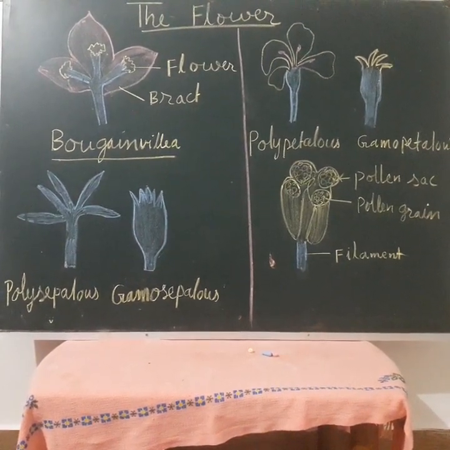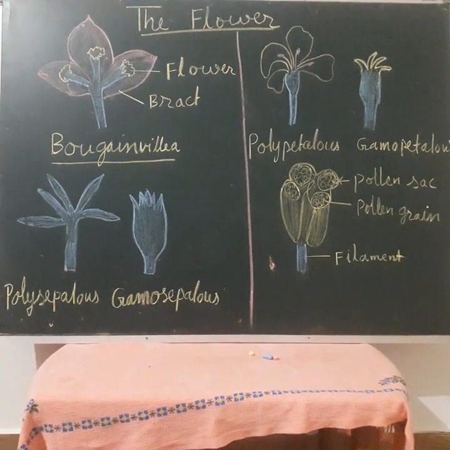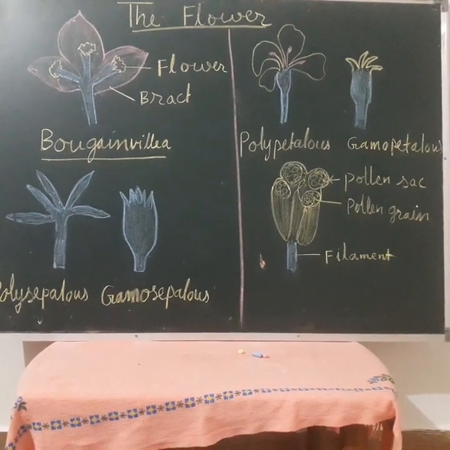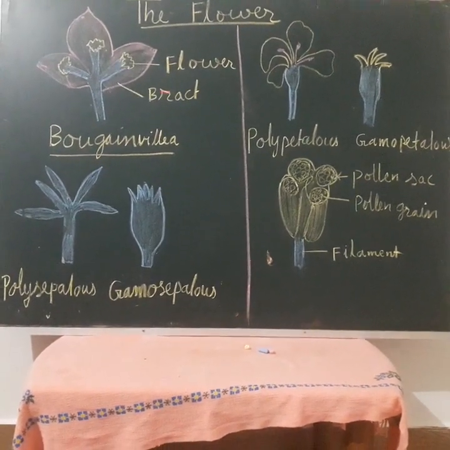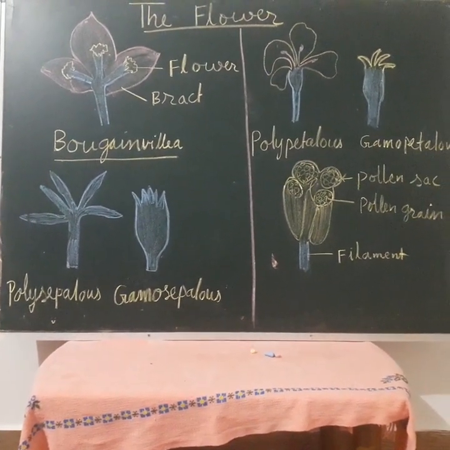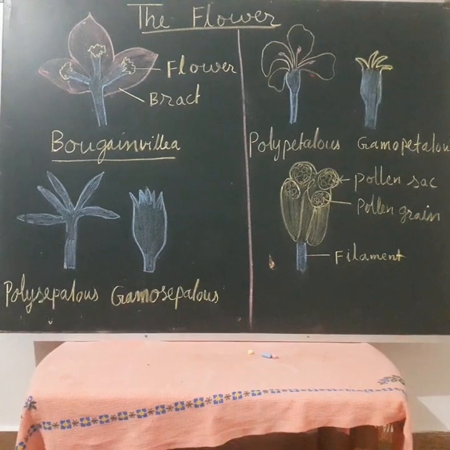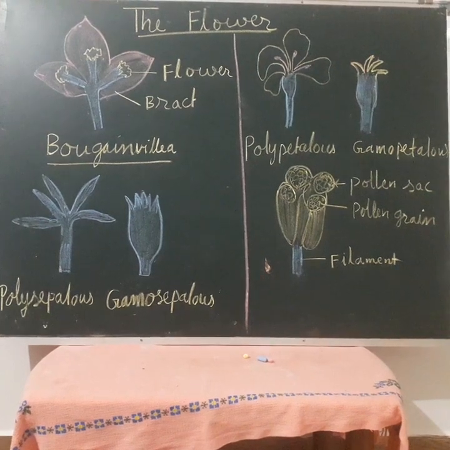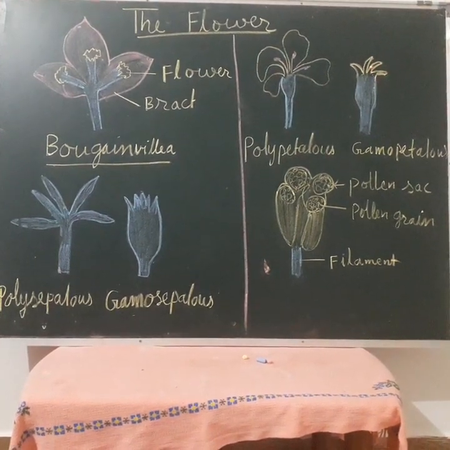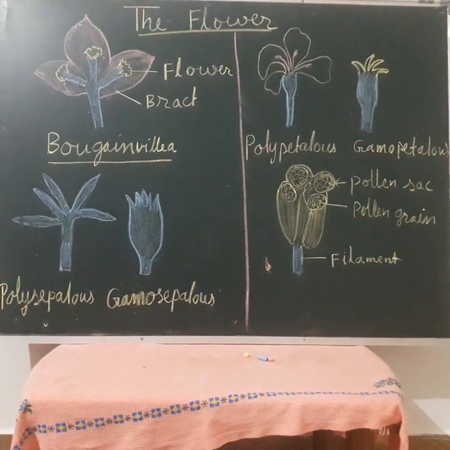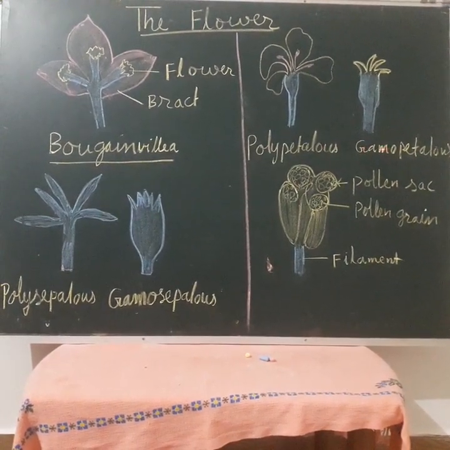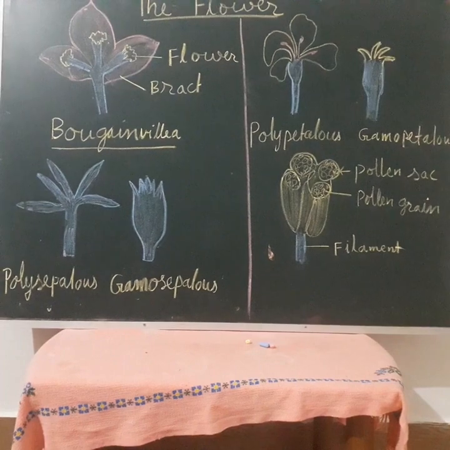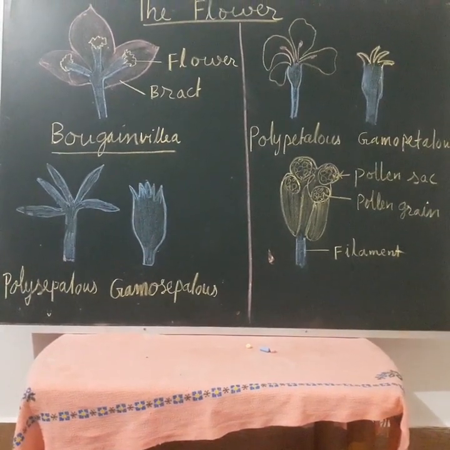Next is the corolla. Corolla means petals, the colorful part, which attracts insects for pollination. Some flowers have free petals, like here you can see these are all free petals. But here you can see it is attached, not separated one by one. So this is known as polypetalous and this is known as gamopetalous.